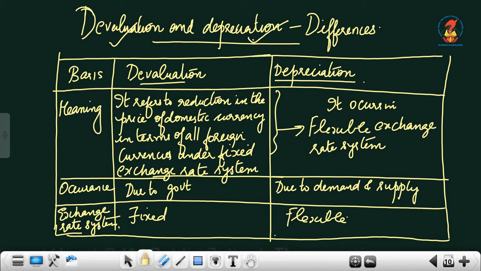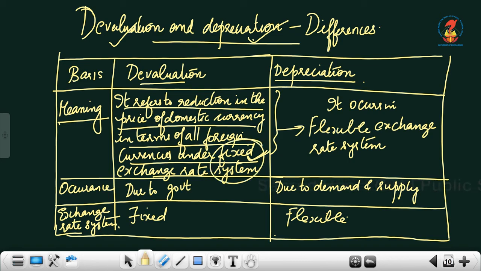Now, let us see the difference. There are three columns. On the basis of meaning, how will you differentiate devaluation and depreciation? Devaluation refers to reduction in the price of domestic currency in terms of foreign currency under a fixed exchange rate system. You know, the government is determining the rate of exchange. Therefore, devaluation happens in a fixed exchange rate system. Whereas depreciation is happening due to the forces of demand and supply, therefore, it takes place only in a flexible exchange rate system.